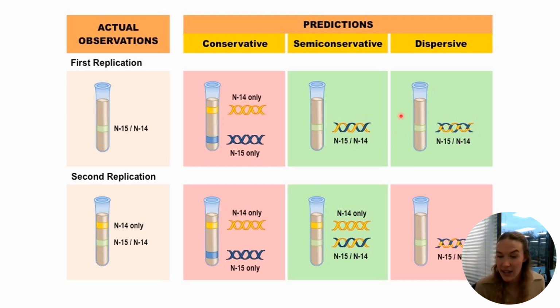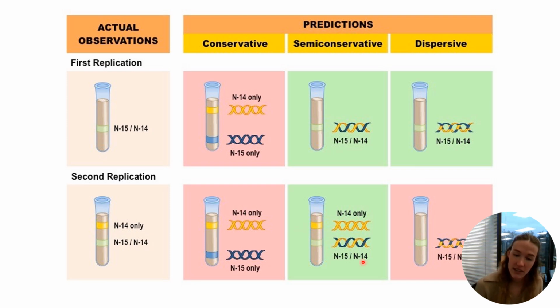So they need to do a second round of replication. We don't really worry about conservative anymore. It doesn't matter because we already know that's not the case. So just looking at semi-conservative and dispersive, well, if we do another round of replication, this yellow strand, which is the N14, would be incorporated with another N14 because that's what's available. And so you'll have one strand that is totally N14. And you should see a band that is totally N14.